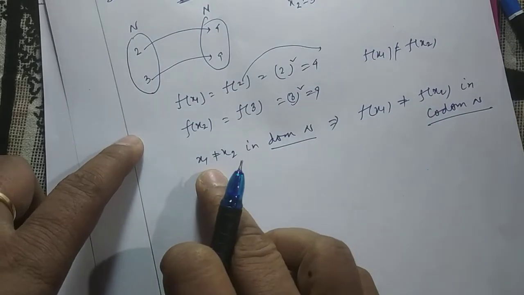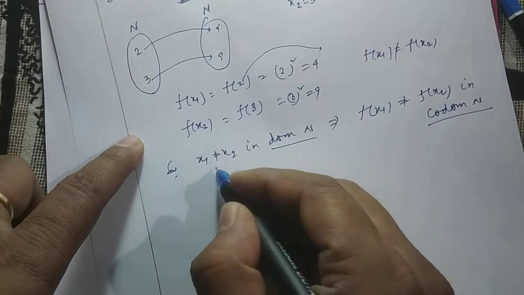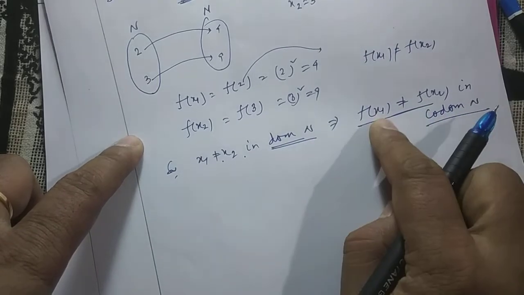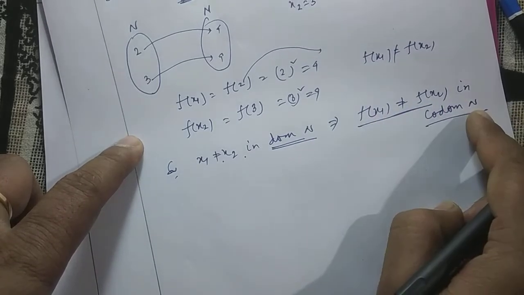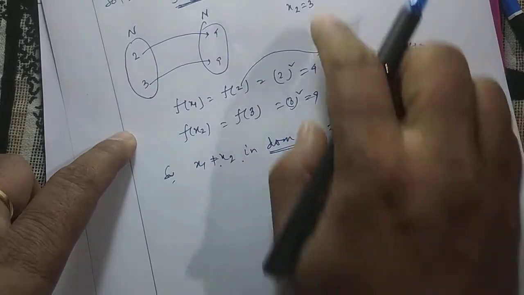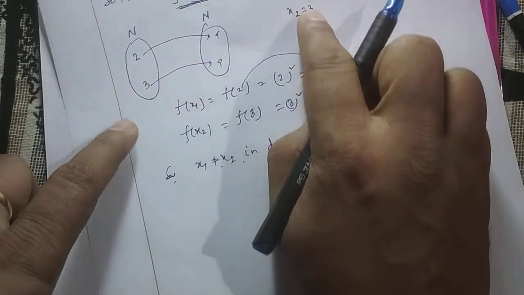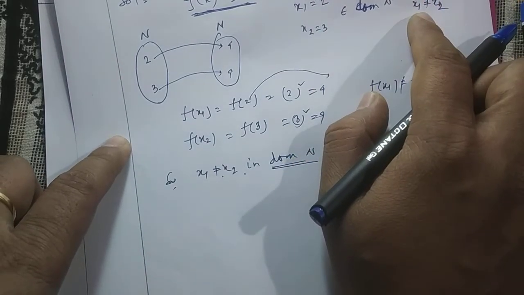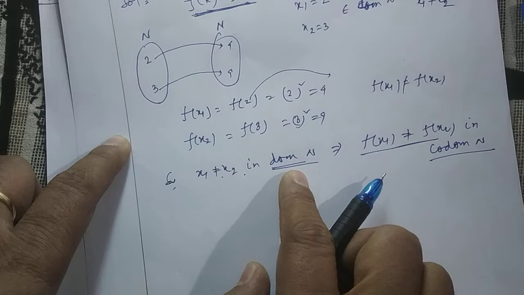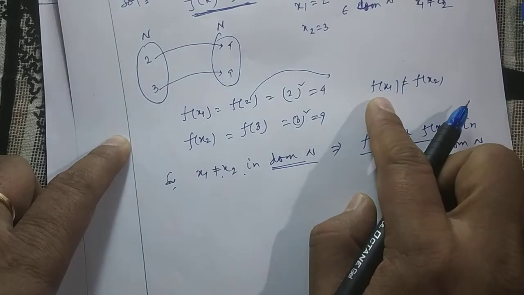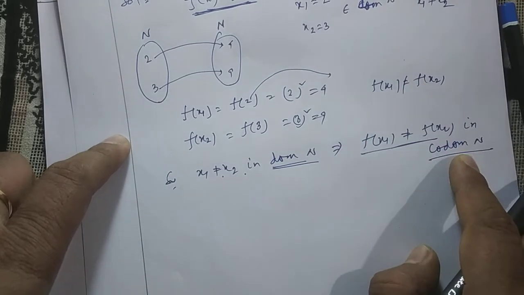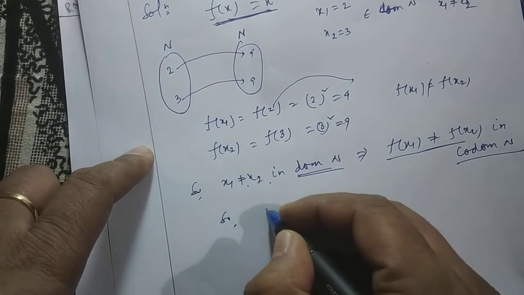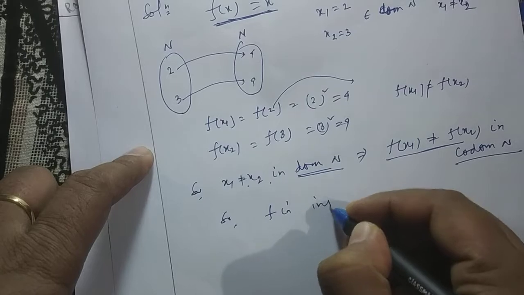So here what is happening? So we can say x1 not equal to x2 in domain N. What is implying here? f(x1) not equal to f(x2) in codomain N, because here we have taken x1 equal to 2 and x2 equal to 3. They are not equal in domain N. Also we are getting unequal images in codomain N. So by method 1 we can say f is injective.